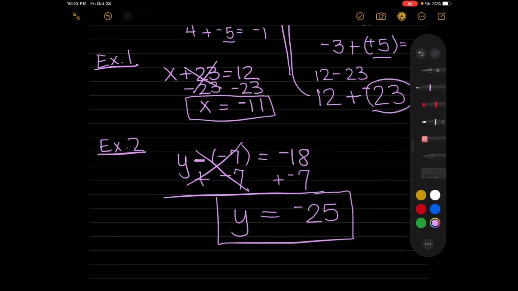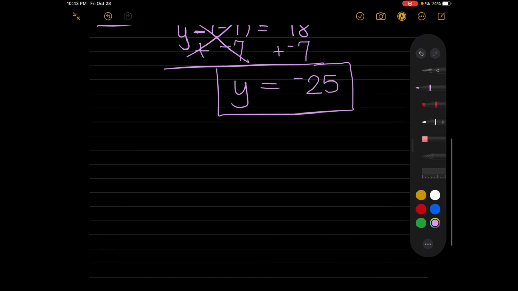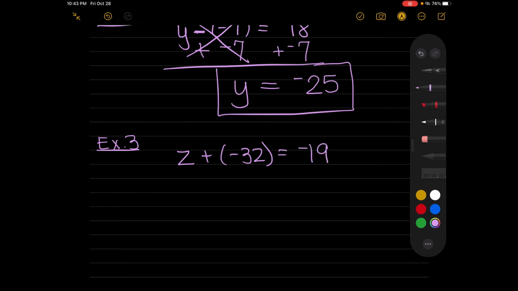And that's example 2. Okay, last example I'm going to do, example 3, is z plus -32. I'm just writing exactly how they write it in the book so that you're not surprised, equals -19. So we're going to do the opposite of plus because that's how we solve problems, to get rid of that. So we're going to subtract a -32. And on this side, we're going to subtract a -32.